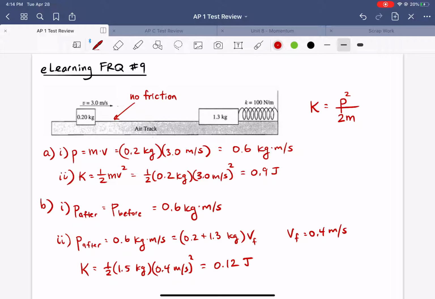All right, so part C asks us to find the amplitude of the harmonic motion. Once this collision happens, the two blocks will continue to the right, they'll slow down as the spring compresses, and then start accelerating back to the left. Since there's no friction, they will just oscillate back and forth forever on this table, and we want to know the amplitude of that oscillation.